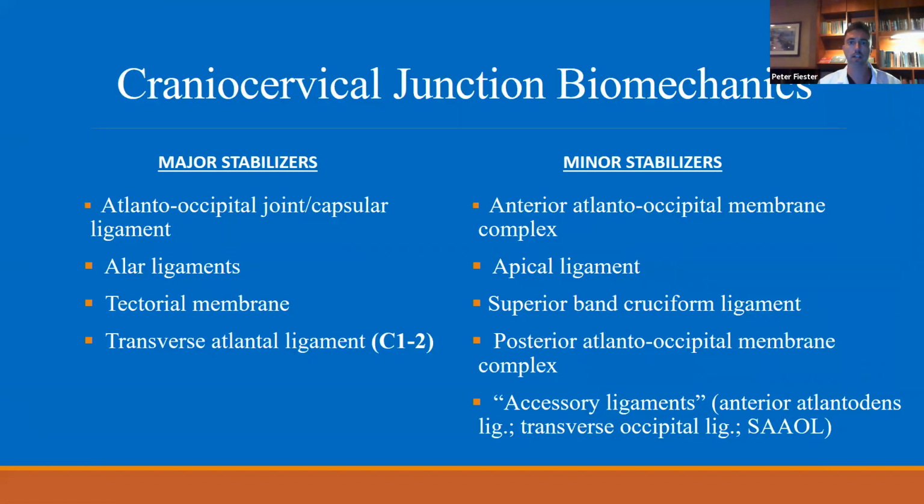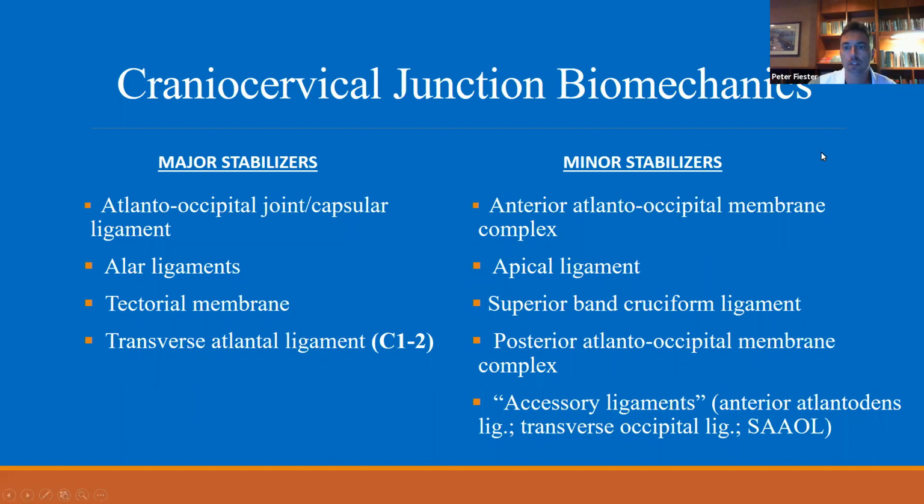So just, that was a lot of the anatomy. The major stabilizing structures, the atlanto-occipital joints and the capsular ligaments, which we'll talk about in a second with CT imaging, your alar ligaments, your tectorial membrane, those are the major stabilizing structures of the craniocervical junction. And then your transverse atlantal ligament, of course, is your major stabilizing structure of your atlantoaxial joint.